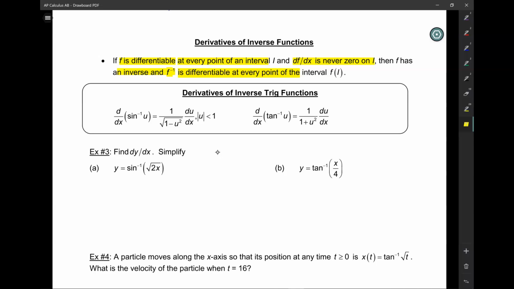Because what does it mean that df dx is 0? It means the slope of the function is 0, so when you're finding the inverse it would be 1 over 0, which is undefined. It means there is a horizontal tangent, which means the inverse will have a vertical tangent, and the slope of a vertical tangent is undefined.